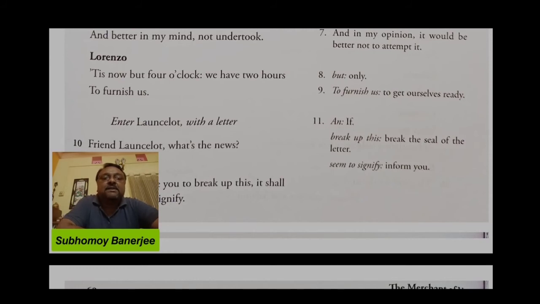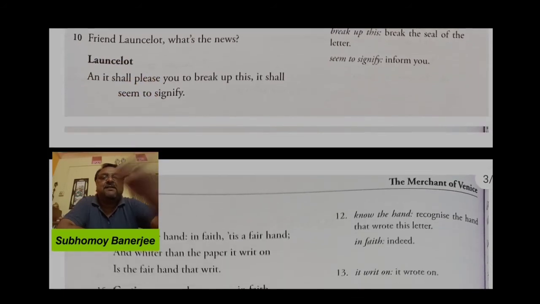And at that very moment, enter Lancelot with a letter. Which letter? The same letter which Jessica had given to Lancelot to give to Lorenzo. When Lancelot enters, Lorenzo says, "Friend Lancelot, what's the news?" Hey, my friend Lancelot, what news have you brought? And Lancelot says, "And it shall please you to break up this, it shall seem to signify." If you please break off the seal of this letter. The letter is inside an envelope. So if you please break off the seal of this envelope, take out the letter, then the letter will signify or inform you what the news is. So you will get to know.